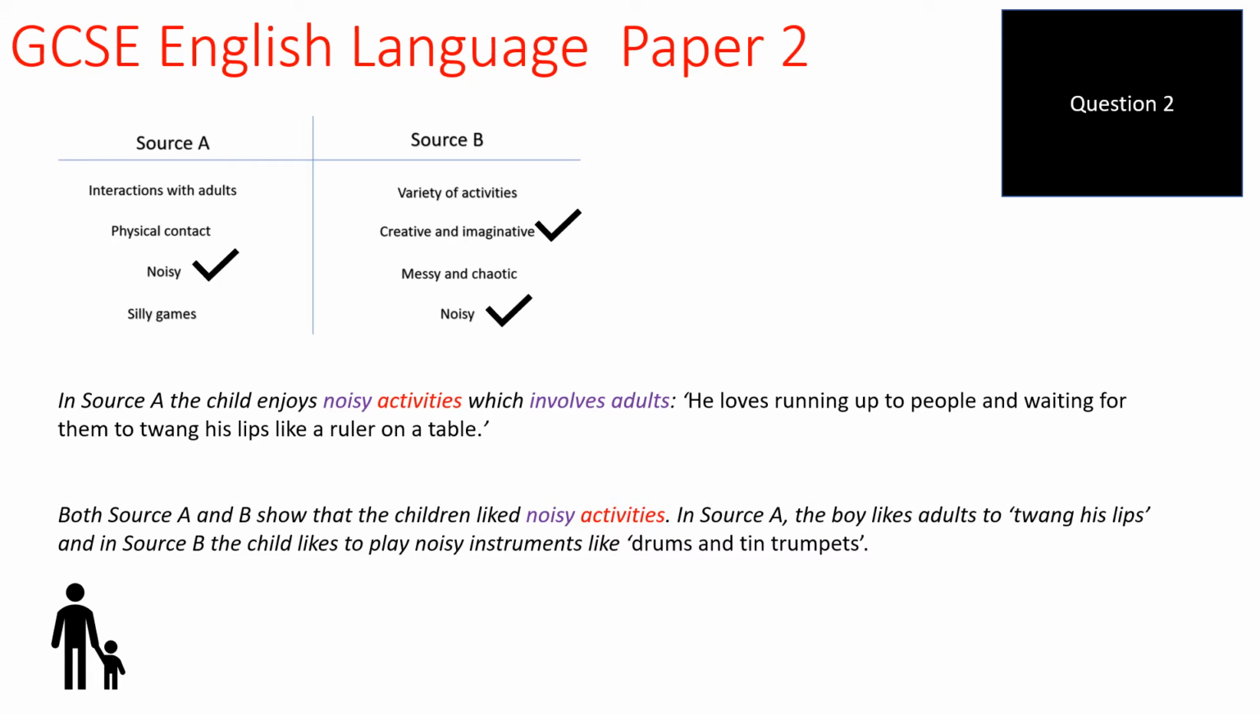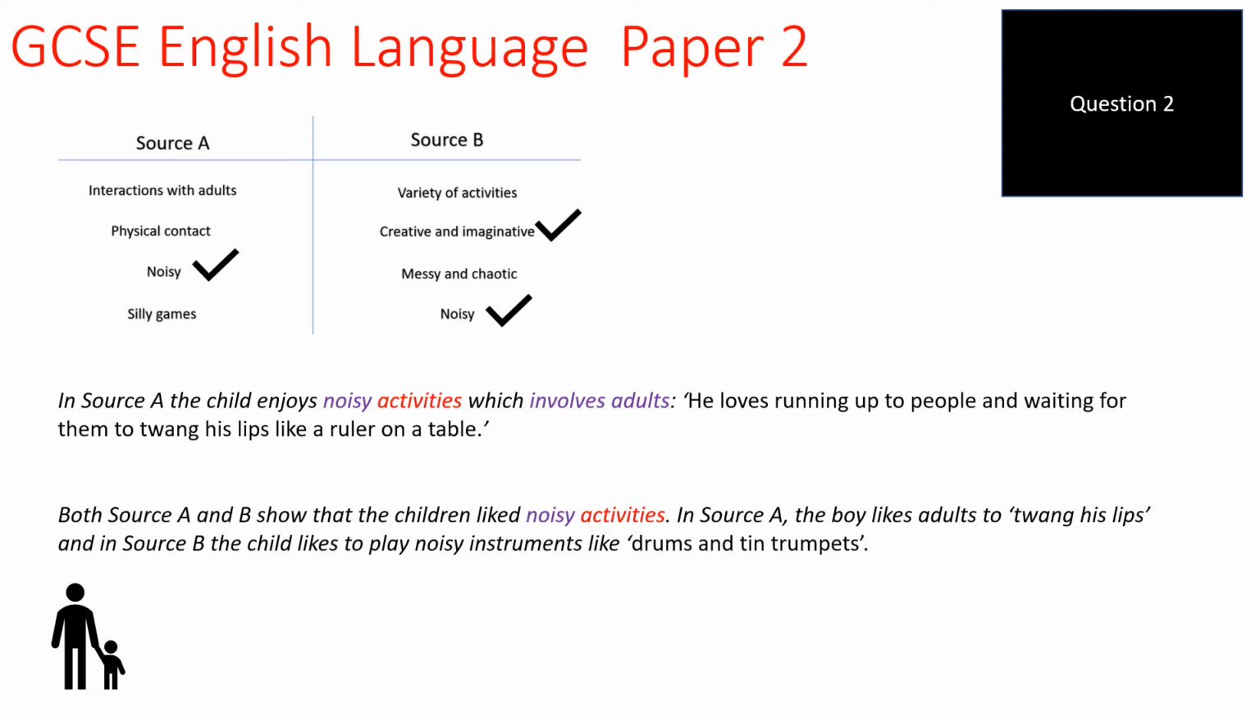So does it matter that I'm not going to write about the variety of activities, or messy and chaotic, or the interaction with adults, or physical contact, or silly games? It doesn't. You can mention them in your explanations, but don't feel that you have to write about everything, because the key with this question is the depth of your explanation, and how you explain more than your points is what's going to get you the marks. So I'm going to take you through and give you an idea of how we can approach this.